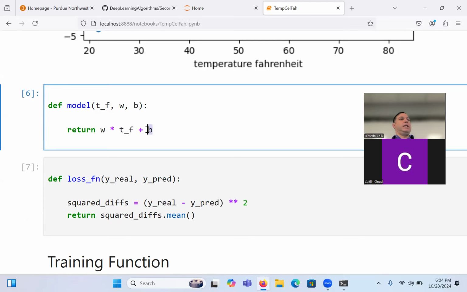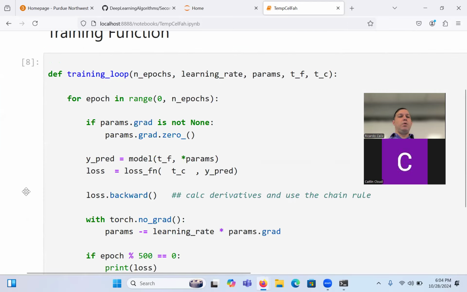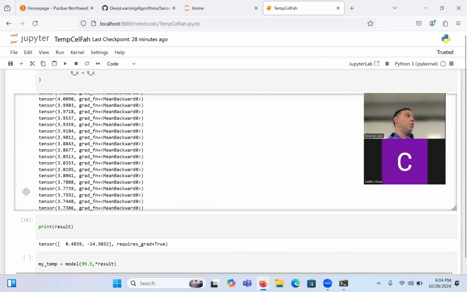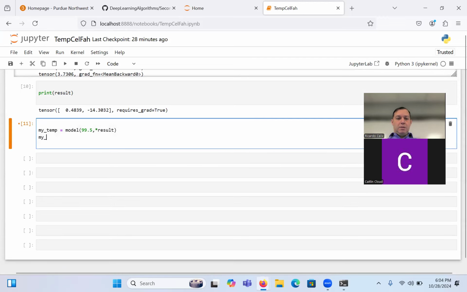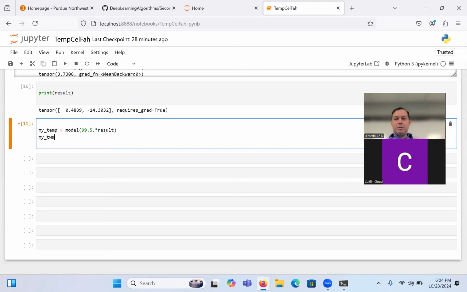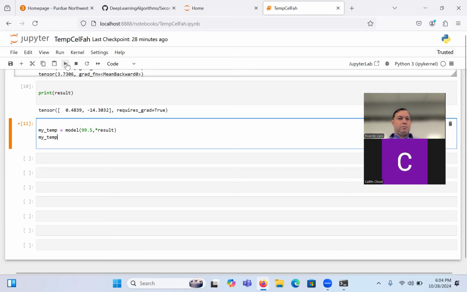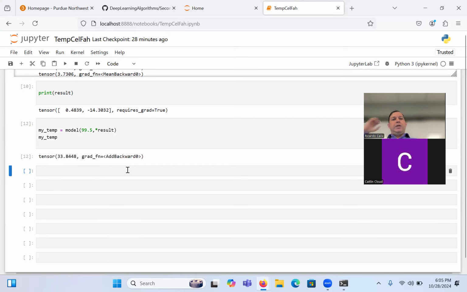Okay, so let's go ahead and try it out. We'll know if it works because we know the conversion. So in this case, I run it. Oh, yeah, I should print it. My temp. 99 degrees Fahrenheit. Is that close to 33 Celsius? Yeah.